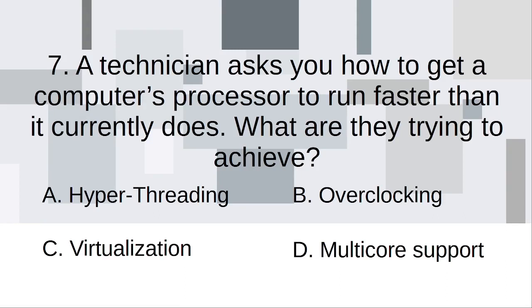Alright, you have A, hyper-threading, B, overclocking, C, virtualization, D, multi-core support. Of course, I'll give you a couple seconds. And the answer for this question is B, overclocking. So overclocking refers to setting the speed of the processor to run faster than it was rated for.